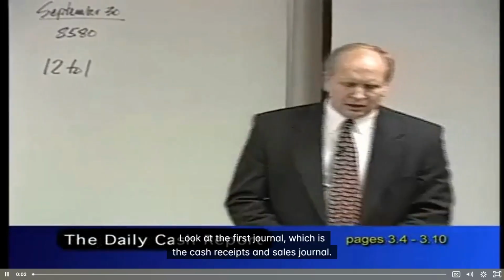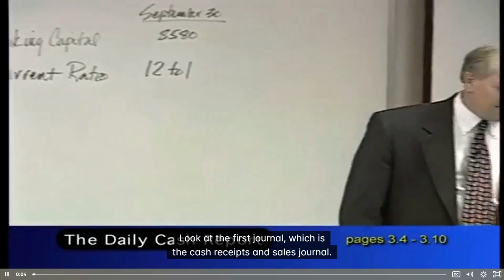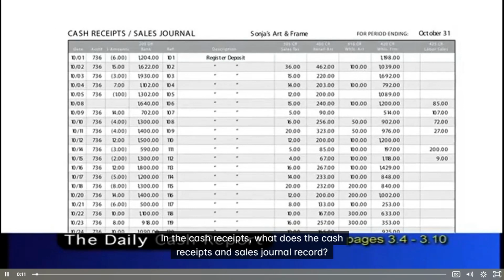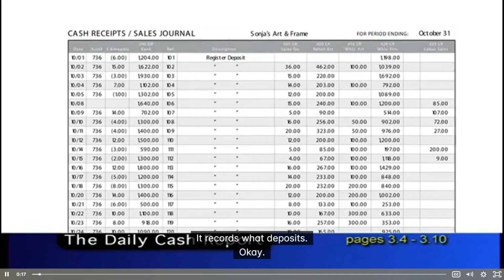Look at the first journal, which is the cash receipts and sales journal. Okay? In the cash receipts, what does the cash receipts and sales journal record? It records what? Deposits. Okay, it records the deposits, doesn't it?